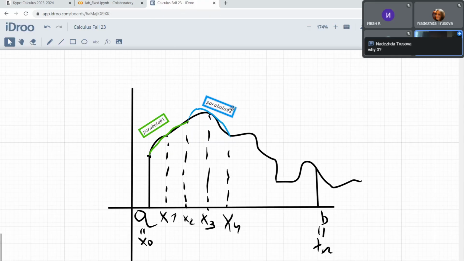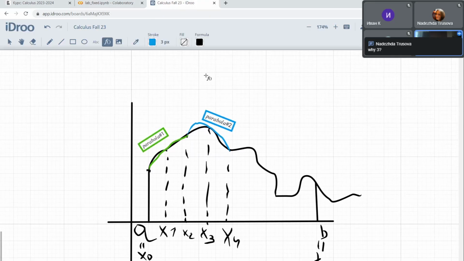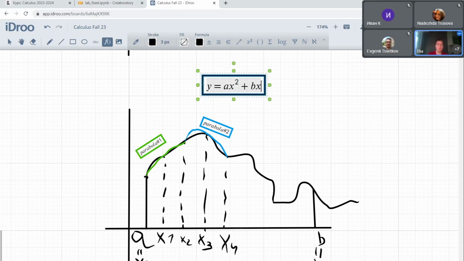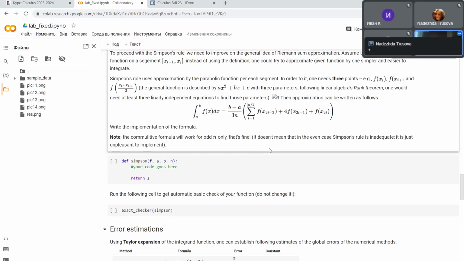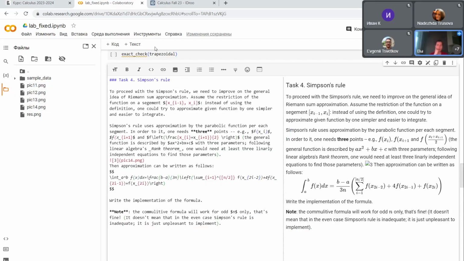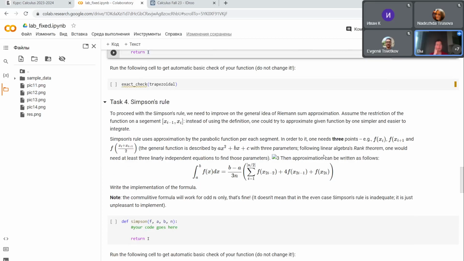Why 3 points? Because a parabola consists of 3 parameters, as you know. So you need 3 points to fix all of them. Okay. That's great. And you have a concrete formula, so we just want you to code this formula, as you can imagine.